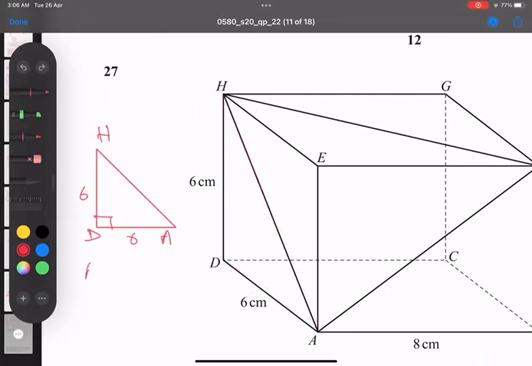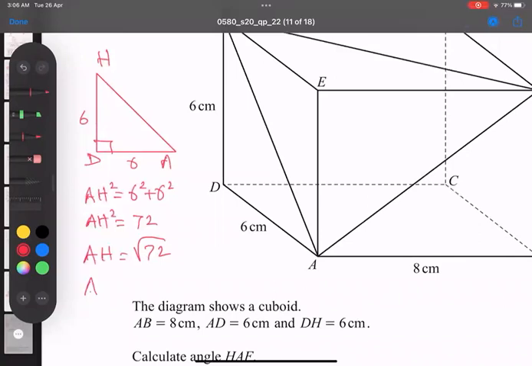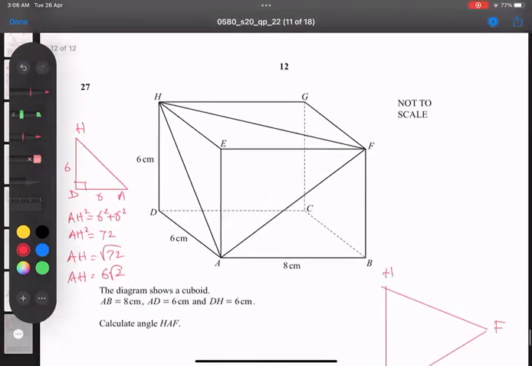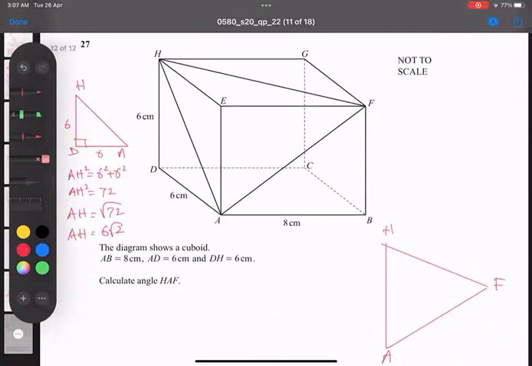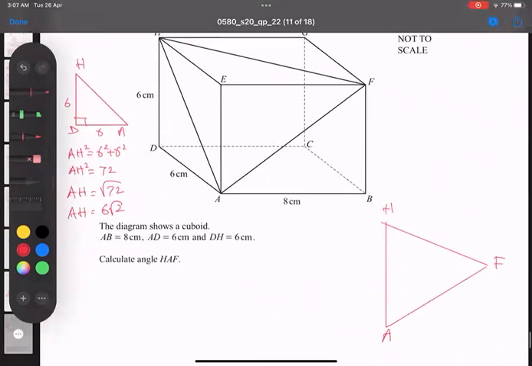And AH square equals 6 square plus 6 square, and I'm getting 72 for AH square. Take the root of that, so it gives you root 72, and ultimately it becomes 6 root 2. Okay, so this is done. So this is AH, and I'm writing here 6 root 2, done.